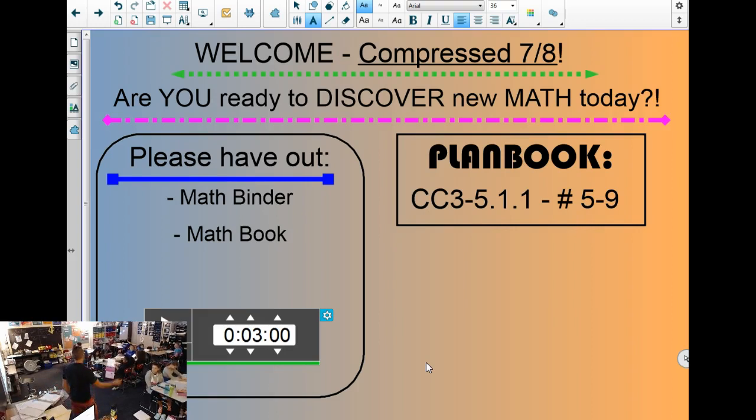So today we need graph paper out to take notes. By the way, that's what math binder means up here. If you keep your graph paper in a binder, if you just pull out your math binder, that will help you stay really well organized. And I know some of you have figured that out.